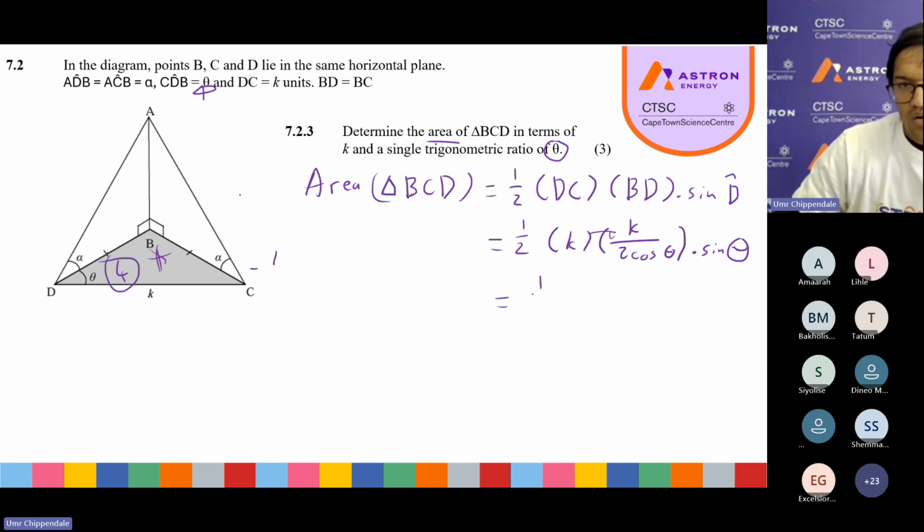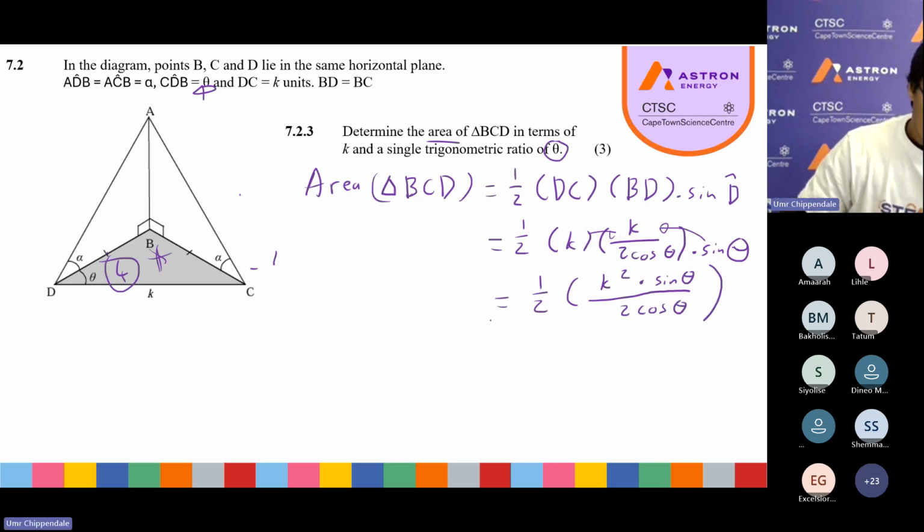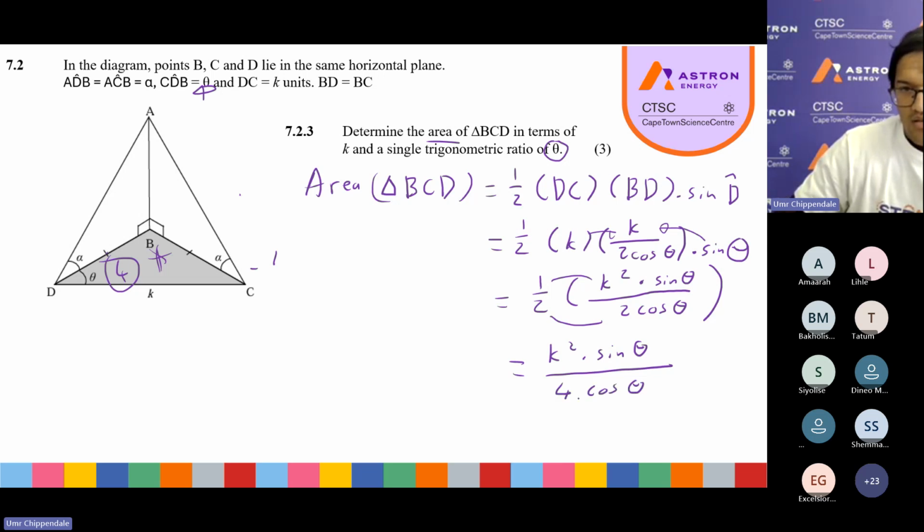So that could be a half is equal to K squared. This is also within there. So all on top of the numerator, that's going to be sine theta all over 2 cos of theta. Right? And then if I want to go further, we can multiply again, in and in. So that's going to be still K squared times sine of theta all over 2 times 2 is 4. So that is 4 cos theta.